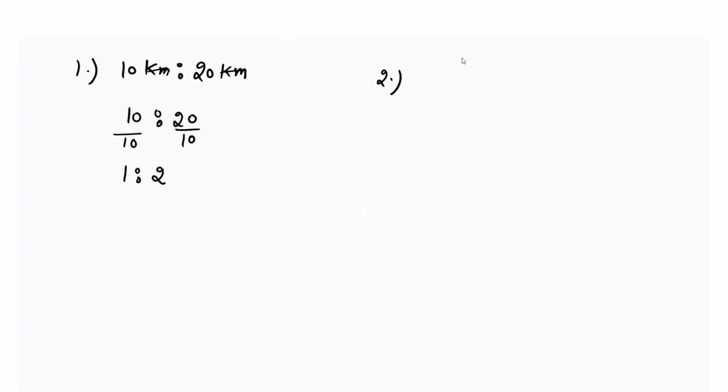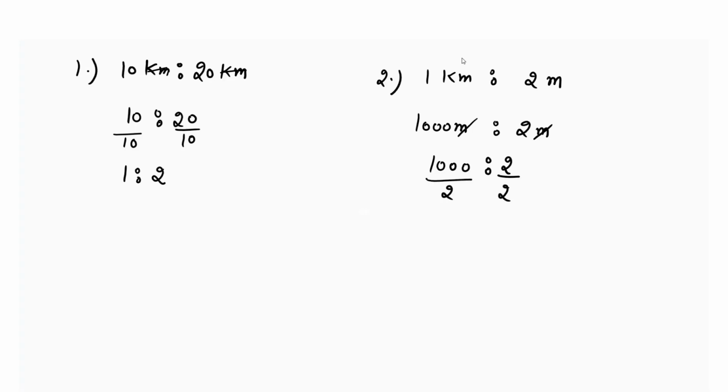But if I have 1 kilometer and on the other side I have 2 meter, I have to make both the units the same. Always try to change the bigger unit into the smaller unit so that you will not get any decimal number. So 1 kilometer is equal to 1000 meter. I'll write 1000 meter ratio 2 meter in place of 1 kilometer. Now meter and meter are the same unit, so we can cancel them, and then only the numbers are left, and I can simplify it by 2, and I will get 500 ratio 1.